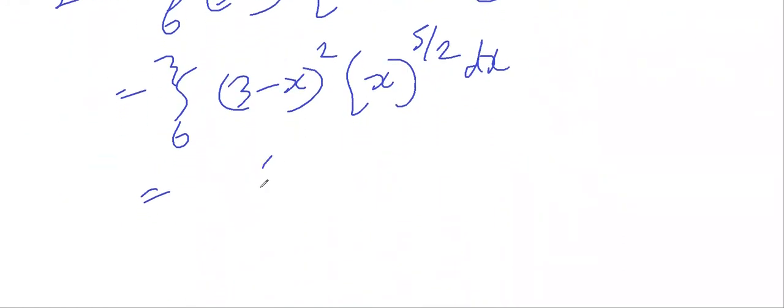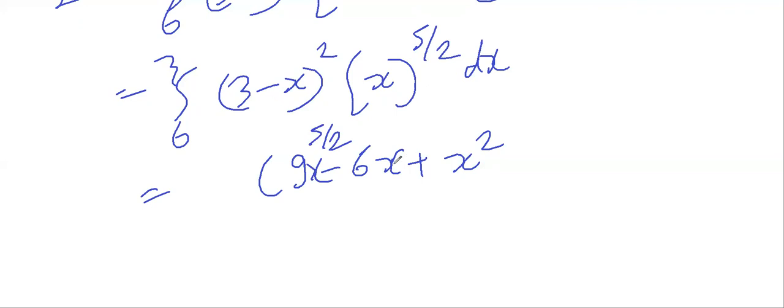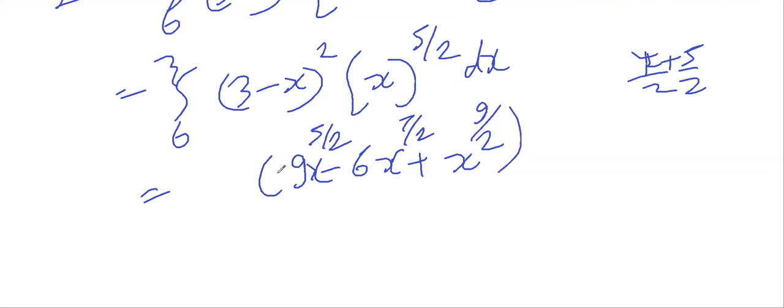So what is here? This is (a minus b) the whole square, that is 3 square, which is 9, minus 6x, plus x square, multiplied by x to the power of 5 by 2. So I will write 9 x to the power of 5 by 2. Here x to the power of 5 by 2 plus x will be 7 by 2. Here x square times x to the power of 5 by 2: 2 plus 5 by 2 is 4 by 2 plus 5 by 2, that is 9 by 2. So this is the integral from 0 to 3 of this, dx.